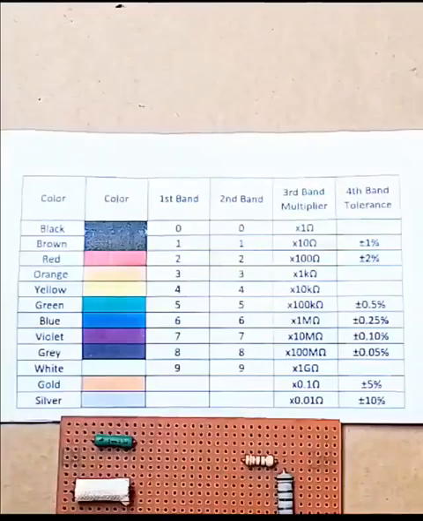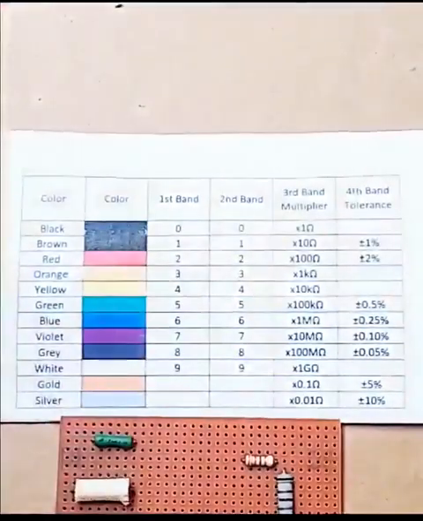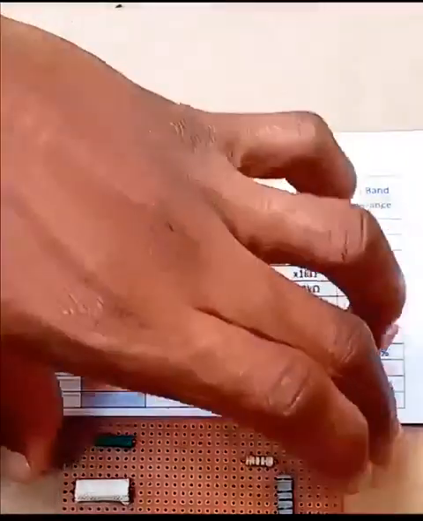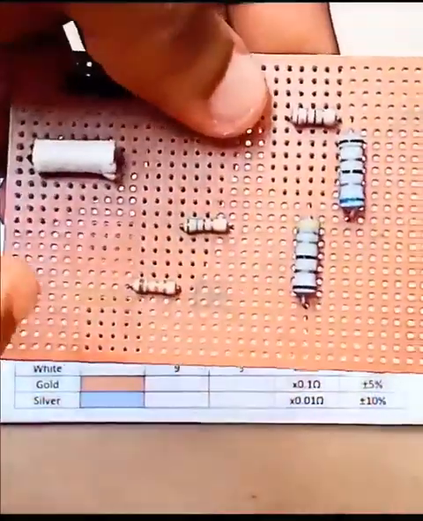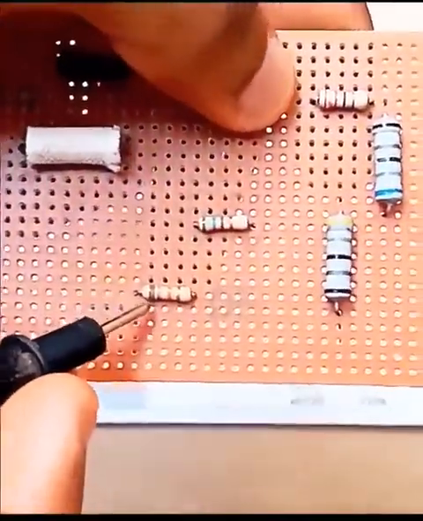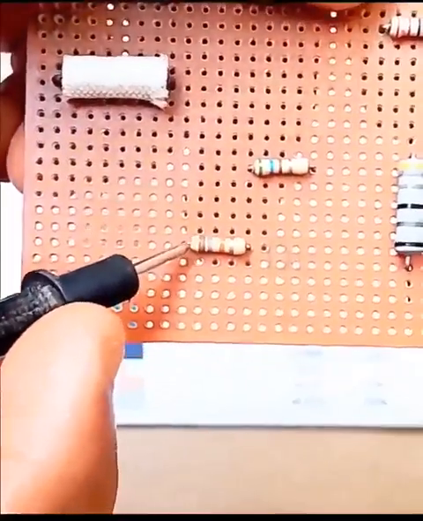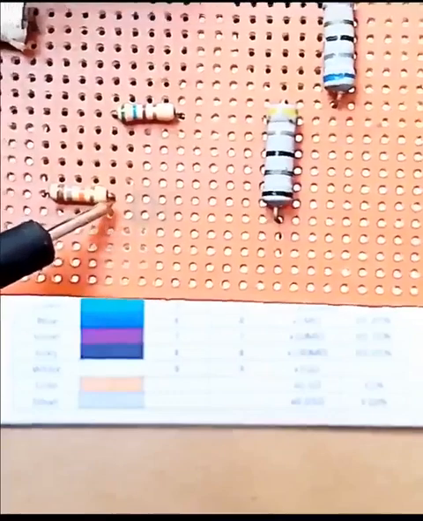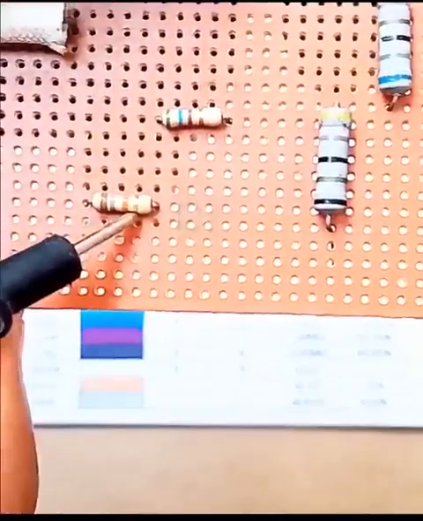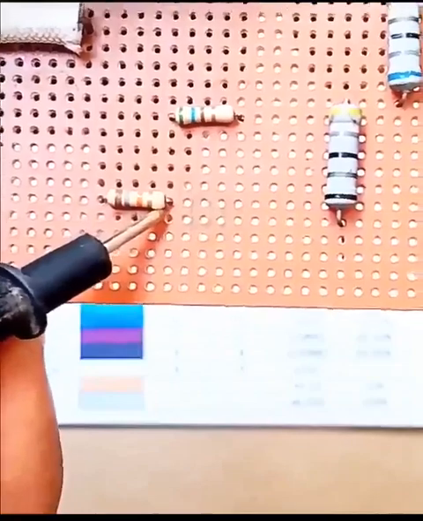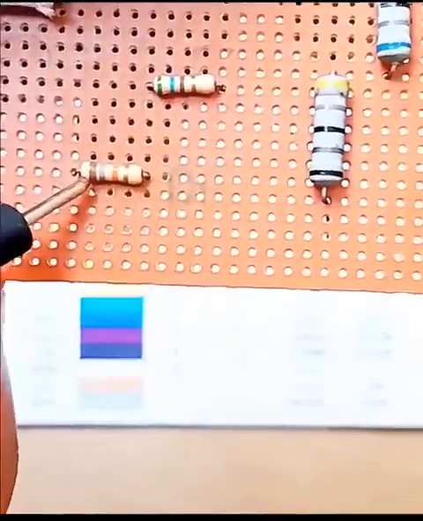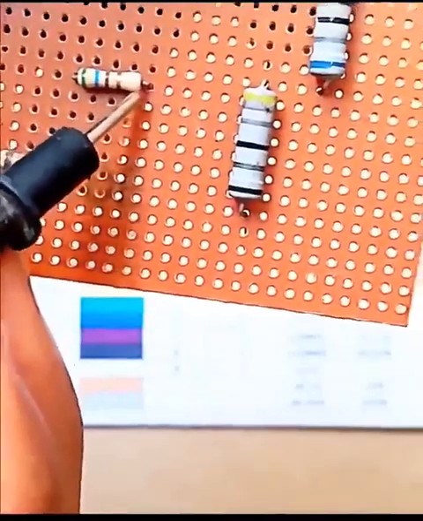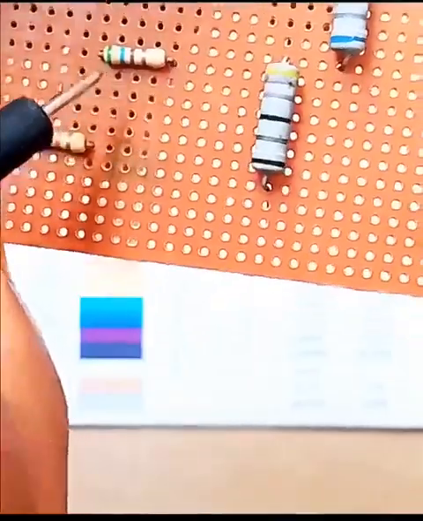And the second thing: where do you start the reading from? Some instructors will tell you to start the reading from the band closer to the end of the resistor and not far away from the end of the resistor, like in this case. The reading starts here. In this case too, this band is far away from the end, so the reading starts here.